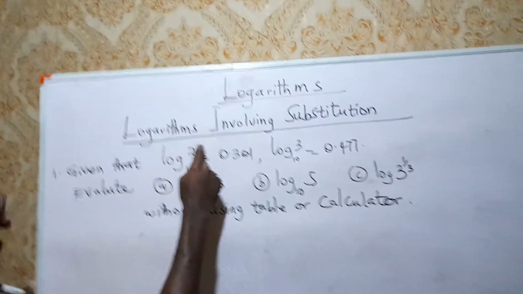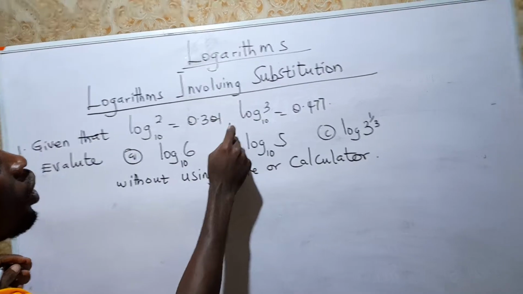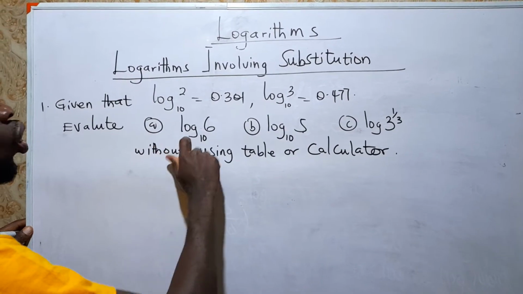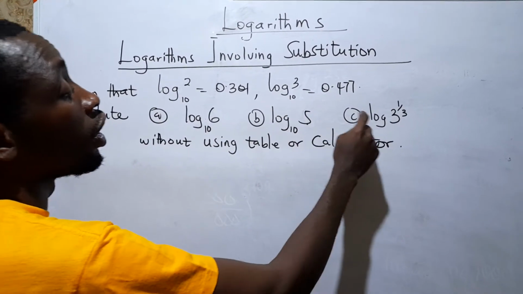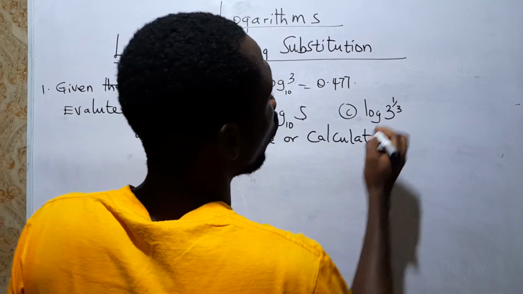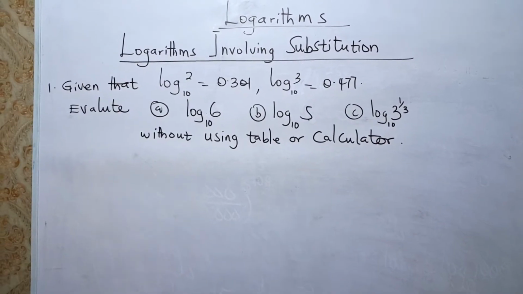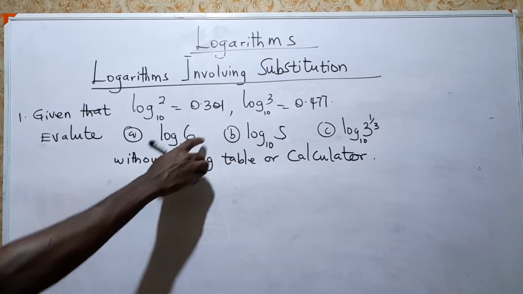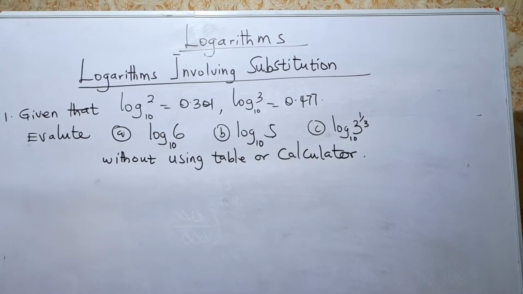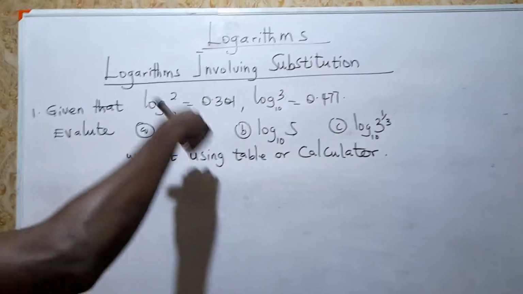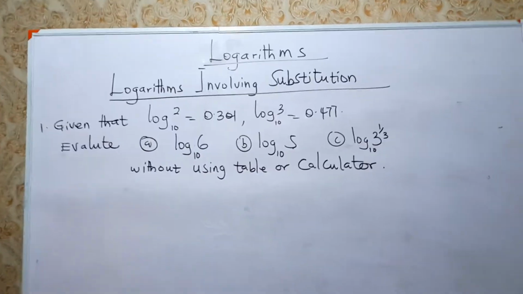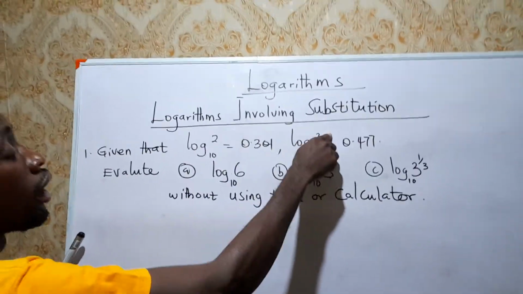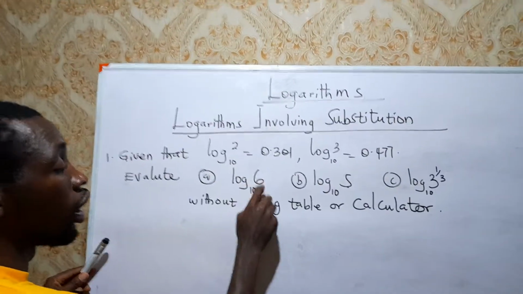Look at it. It's given that log 2 base 10 is equal to 0.301. Then log 3 base 10 is equal to 0.477. Evaluate log 6 base 10, log 5 base 10, then log 3 and 1/3 base 10 without using calculator or table. So the instruction is very strict. You shouldn't use a calculator, because if you put this in the calculator, you'll get the answer. But the values of some logs are given to you for you to use to find the value of another. So let's go. Ask yourself, what can you do to these, the 2, the 3 and the base, to get this particular log?